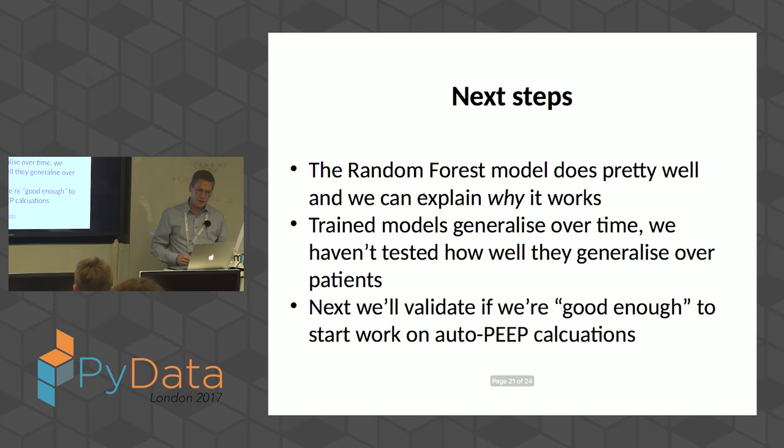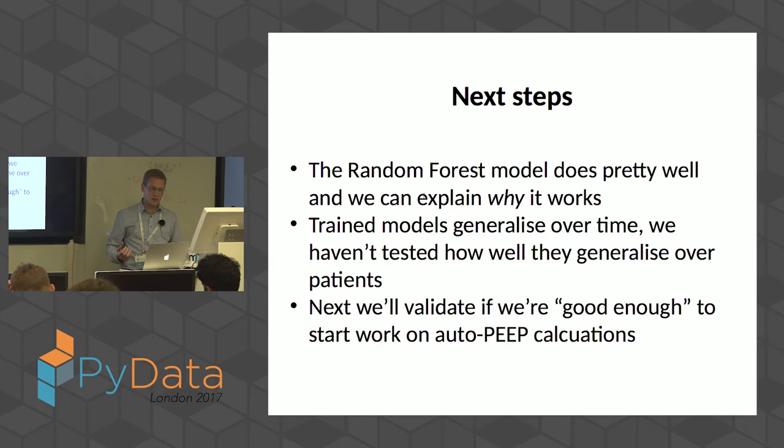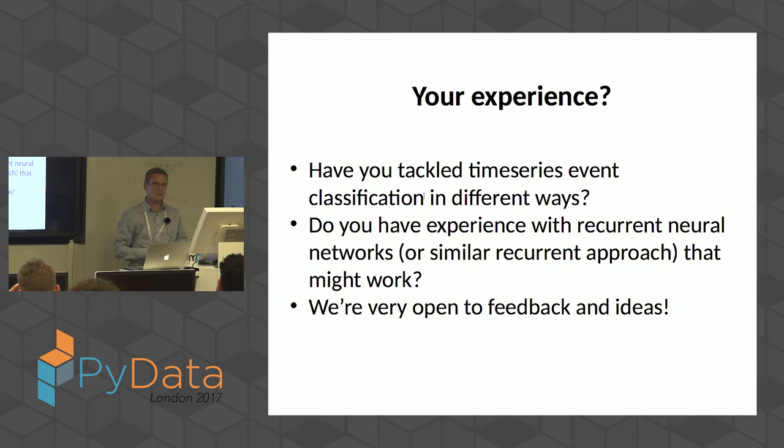So next steps: the random forest does pretty well, and we can explain why. We have an idea now what sort of features we need to generate to get a good result from the random forest. We'd like to do more testing to see how well classifiers trained on one patient cope with data from another patient, and validate a bit more, and then move on to the auto-peep calculations and some other ideas that we have. So we'd be interested to know how other people might have tackled similar issues, and if you have any experience in other completely alternative approaches that you think might be beneficial, we'd love to hear from you. We're very open to feedback and ideas.